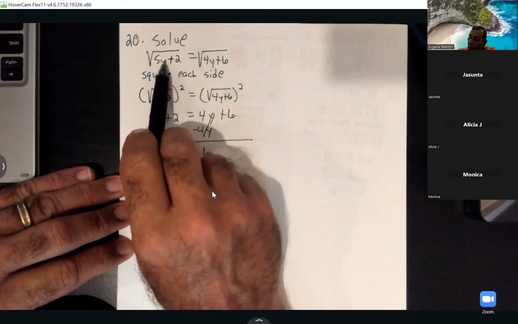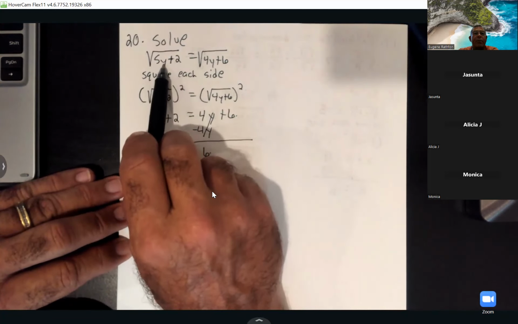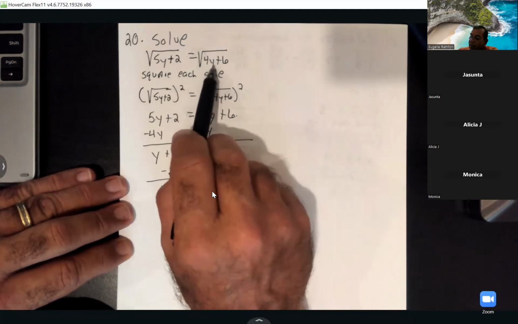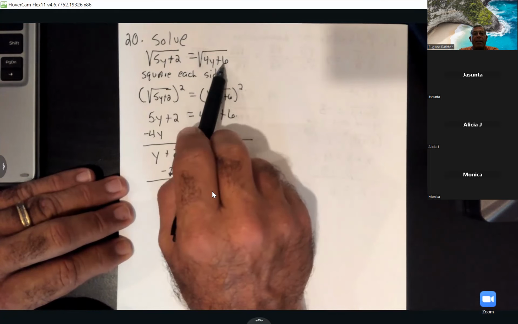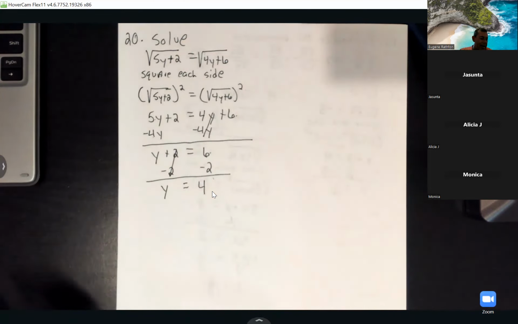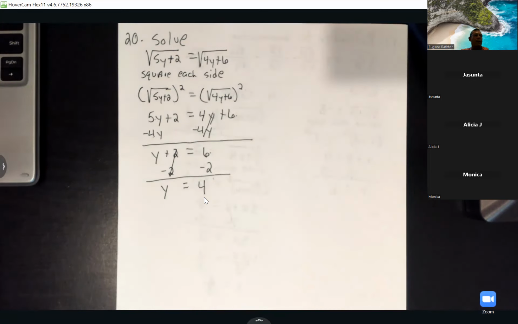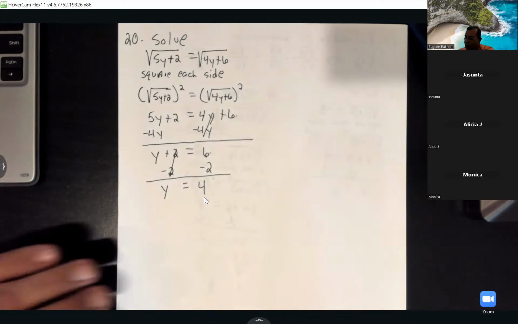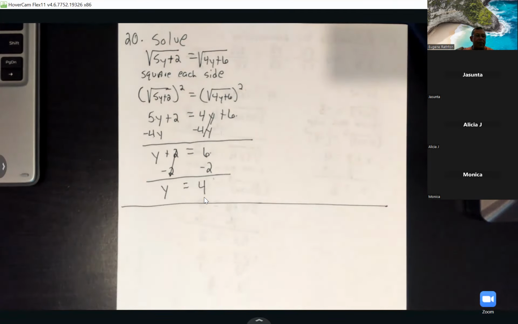So let's see, if I put a 4 in here, 5 times 4 is 20, plus 2, that gives me a square root of 22. If I put my 4 over here, 4 times 4 is 16, plus 6 gives me a square root of 22. So that will check out. And y'all, that is our test 5.